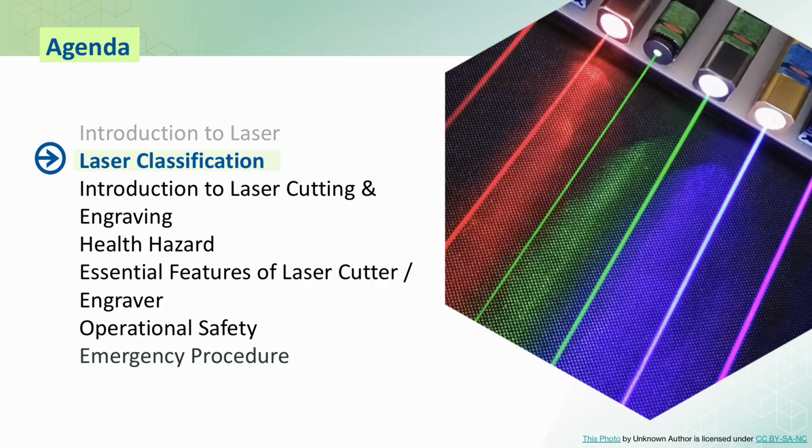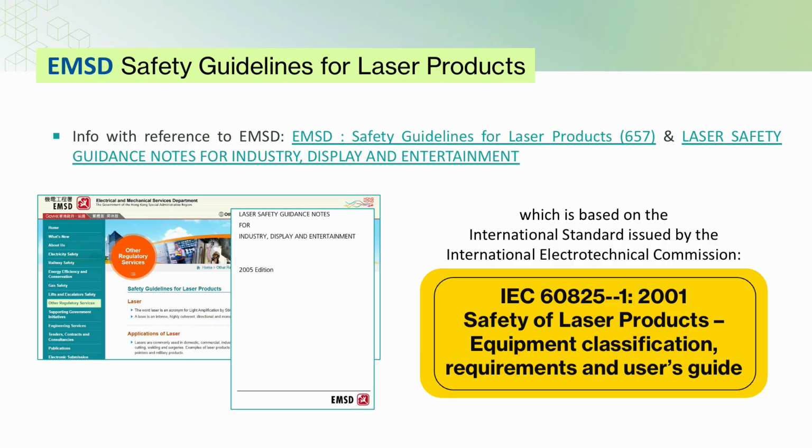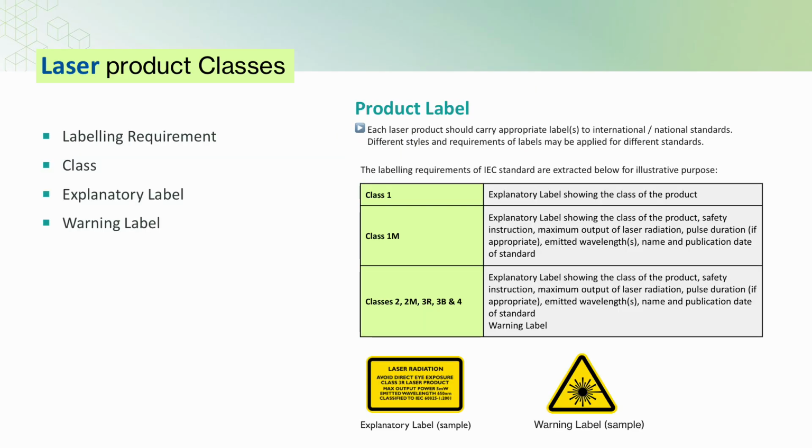Now let's move on to the laser classification. The EMSD of Hong Kong government has a web page providing laser safety guidance, which are composed based on International Standard IEC 60825, provided by International Electrotechnical Commission. Our laser safety and classification would be based on the guidance provided by EMSD. Laser product can be classified into Class 1, 1M, 2, 2M, 3R, 3B, and 4.